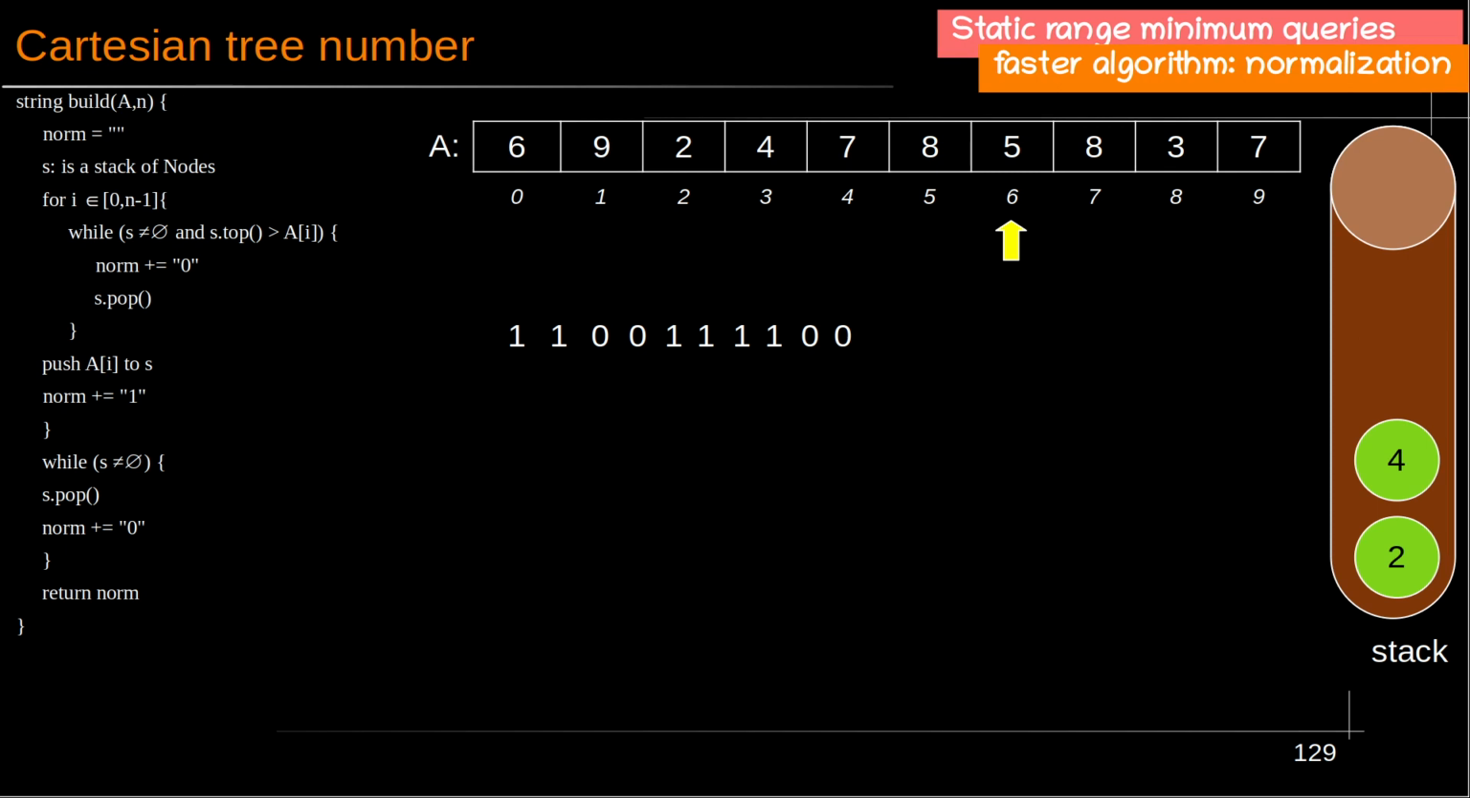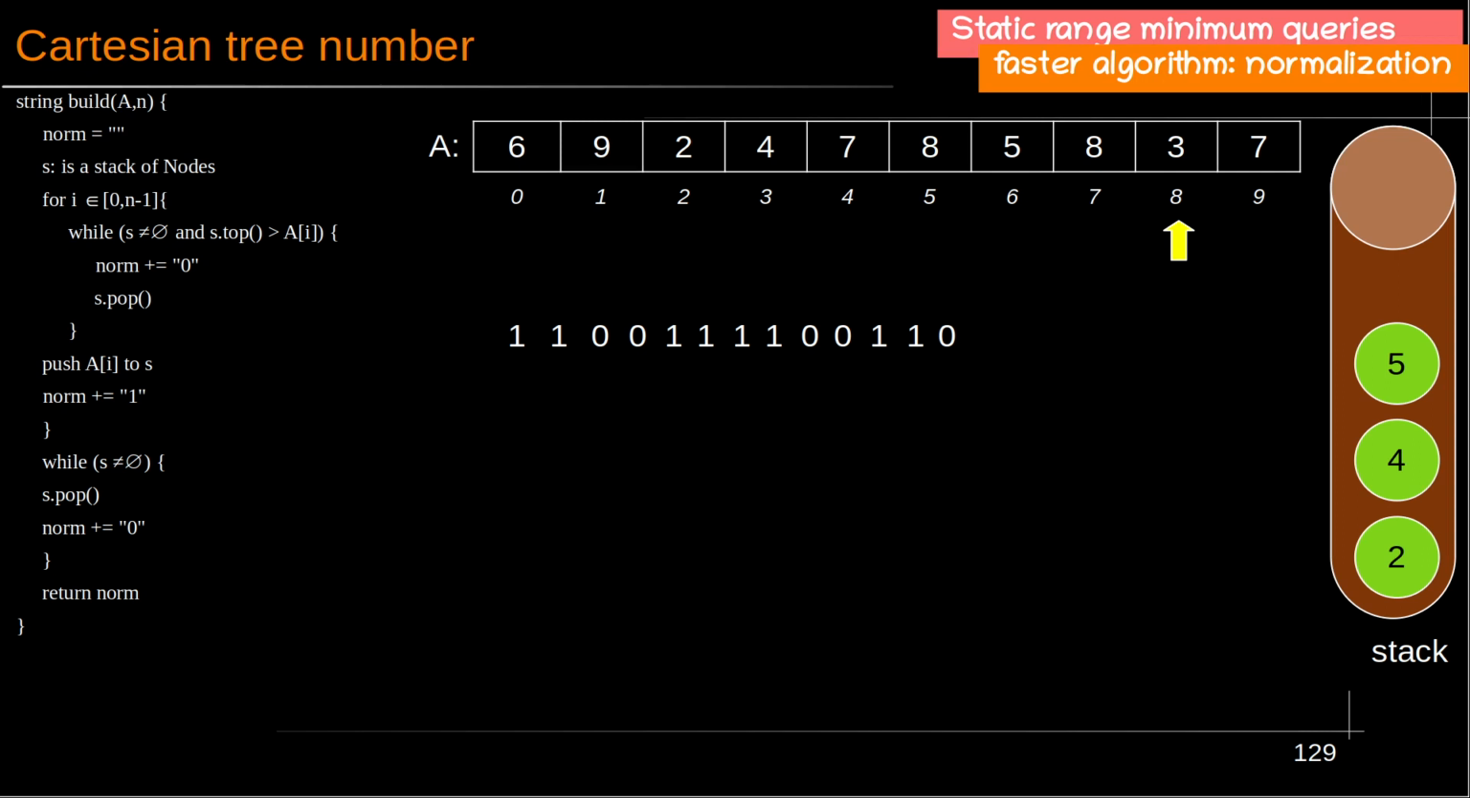4 is greater than 5, no, so we push 5 and we add 1. We go to 8. For 8, 5 is greater than 8, no, so we push 8. We add 1 to the binary string. We go to 3. 8 is greater than 3, yes, so we pop 8 from the stack and we add 0 to the binary string.